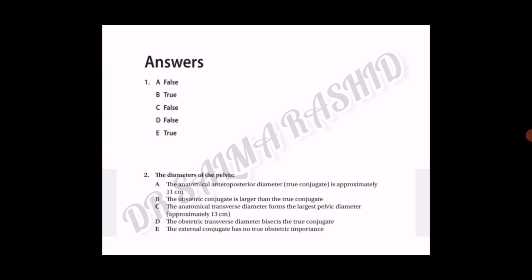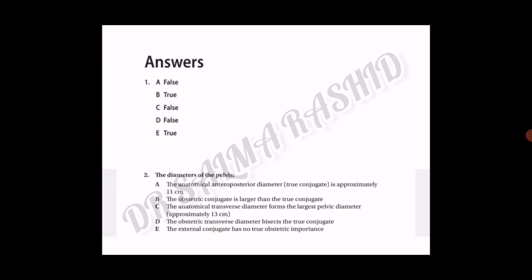It's false because the obstetric conjugate is 0.5 cm smaller than the true conjugate. True conjugate is measured from the upper border of the symphysis pubis to the midpoint of the sacral promontory, while the obstetric conjugate is measured from the posterior surface of the pubic symphysis to the midpoint of the sacral promontory. So it's false.